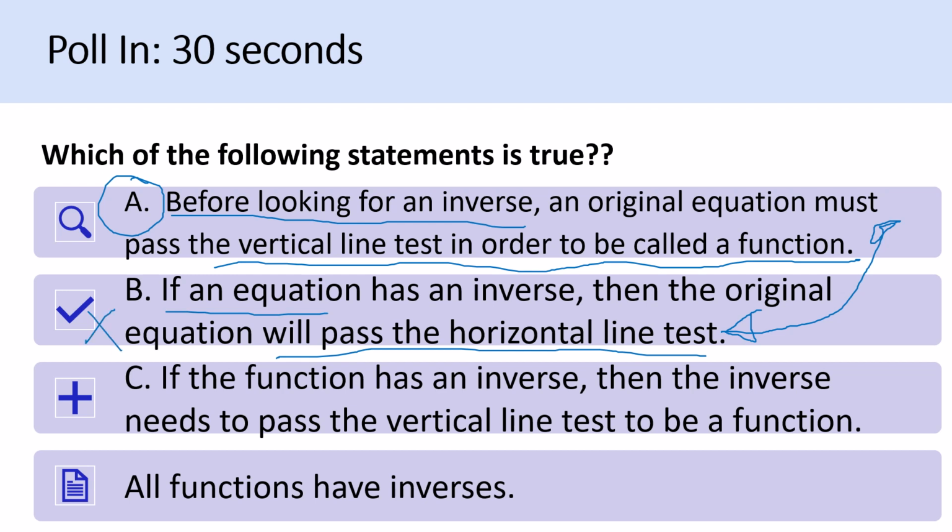C, if the function has an inverse, then the inverse needs to pass the vertical line test. No, the inverse is going to pass the horizontal line test, the opposite. So that's not correct. All functions have inverses, and that is not correct either. So the answer is A.